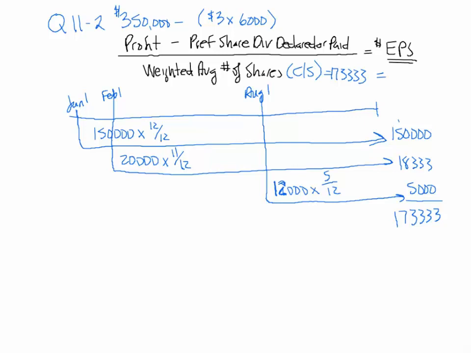Sorry. Don't forget, we're going to take the 350,000, subtract the 3 times 6,000. 1.92 per share. That is the earnings per share.